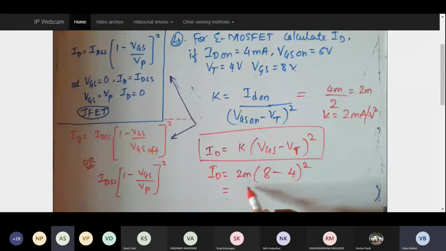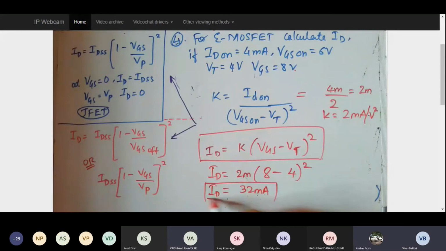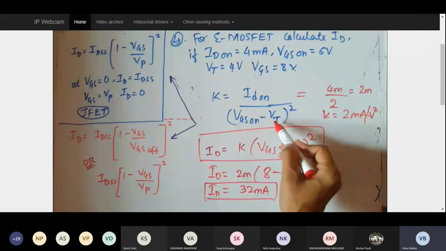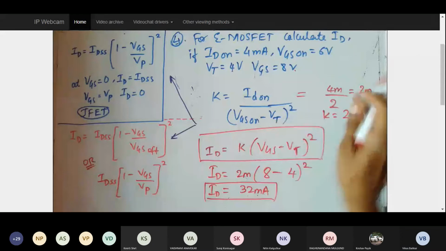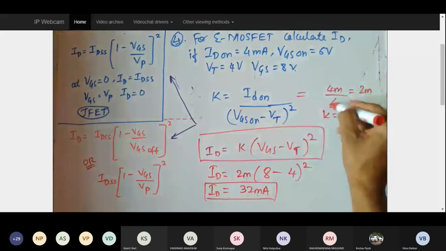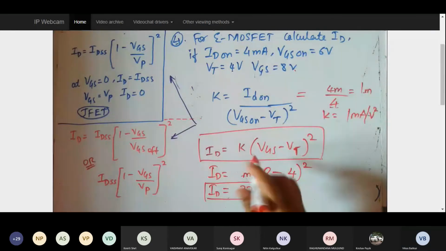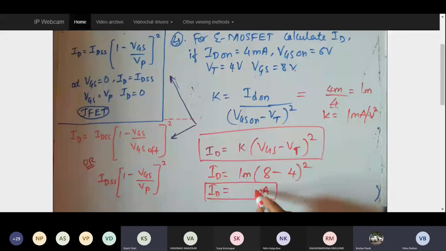Excuse me, sir. The denominator is 2 square, so we get K as 1 milliampere per volt square, sir. Yes, sir. The calculation is VGS on 6 minus VT 4. Okay, sorry. Done. Thank you for rectifying that. So ID on the rest is 4 into 16, 16 milliampere. Yes. So this is how you are supposed to solve for the MOSFET, especially when VT is given.